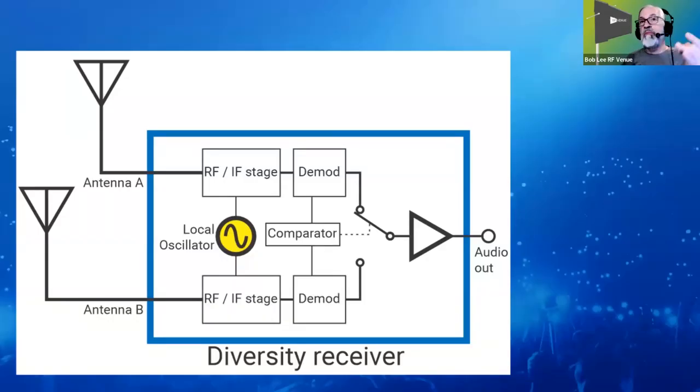Now, diversity provides mutual redundancy so that you never see a dropout unless there just happens to be a bad signal or no signal on both antennas simultaneously. If one antenna has a good signal, you're good to go. If the other antenna has a good signal, you're good to go. Most of the time, you'll have a good signal on both. So it's very rare, but not impossible, to get a dropout on both antennas at the same time.